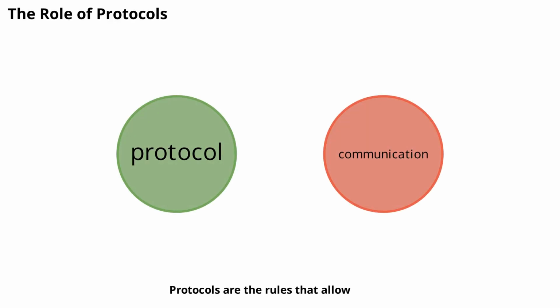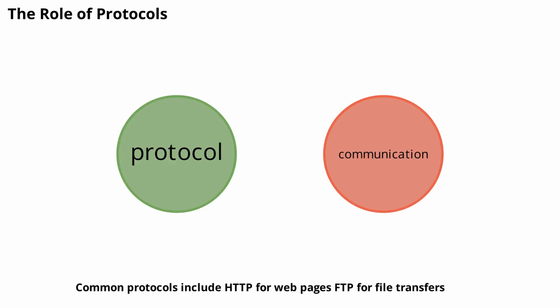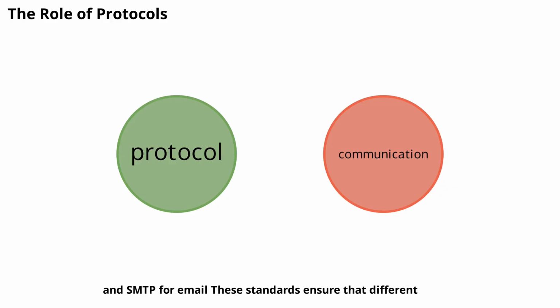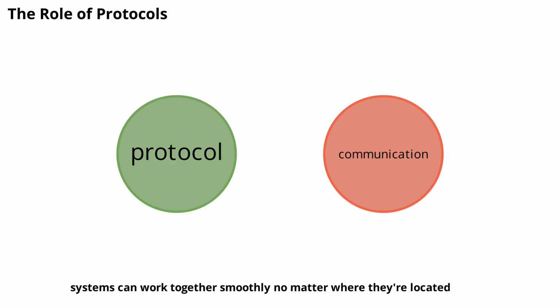Protocols are the rules that allow devices to communicate on the internet. Common protocols include HTTP for web pages, FTP for file transfers, and SMTP for email. These standards ensure that different systems can work together smoothly, no matter where they're located.